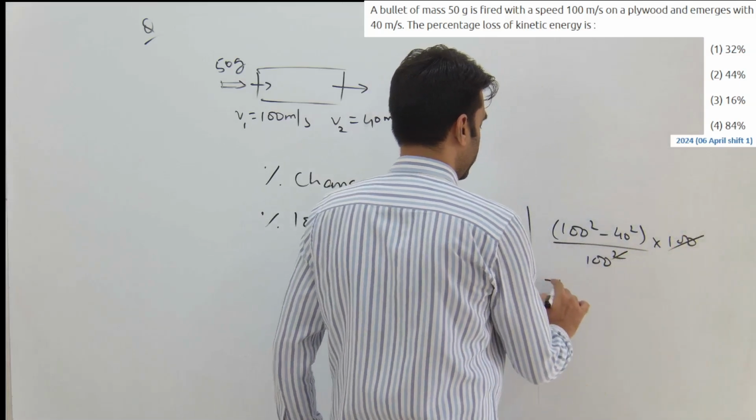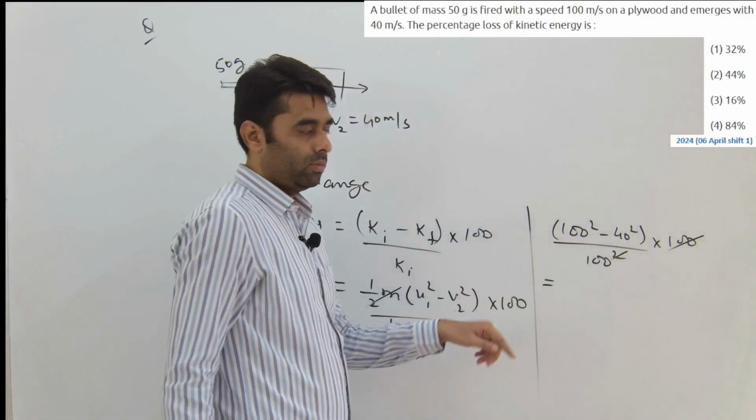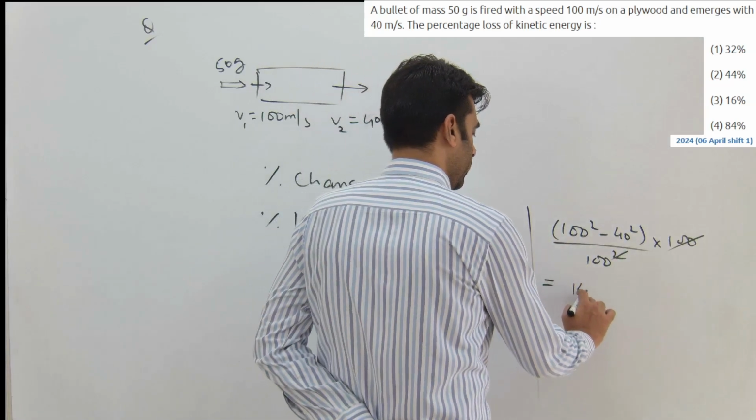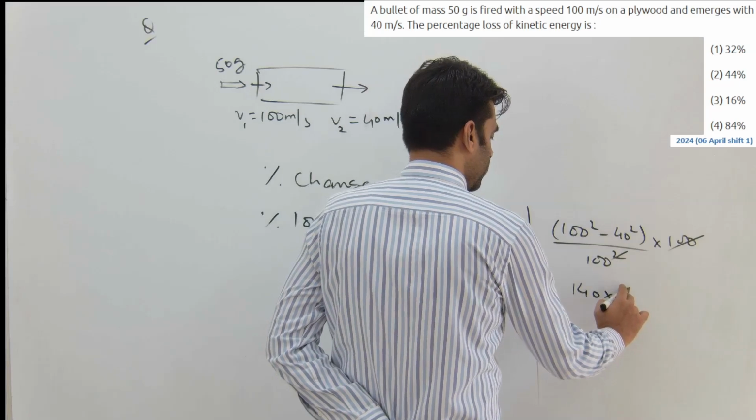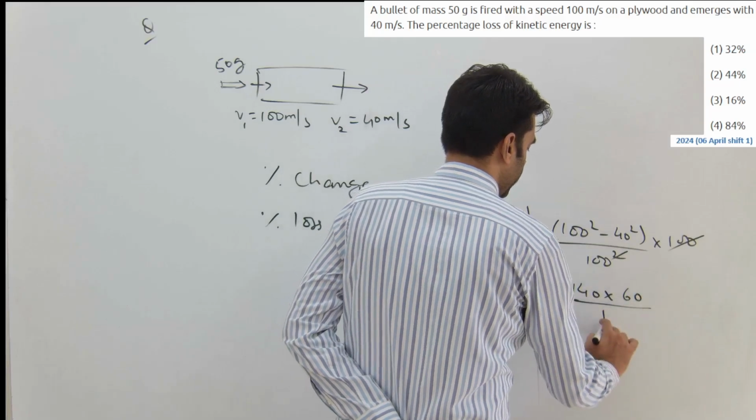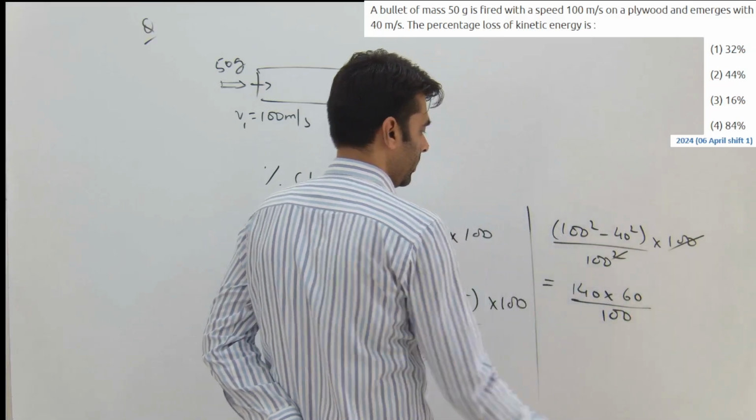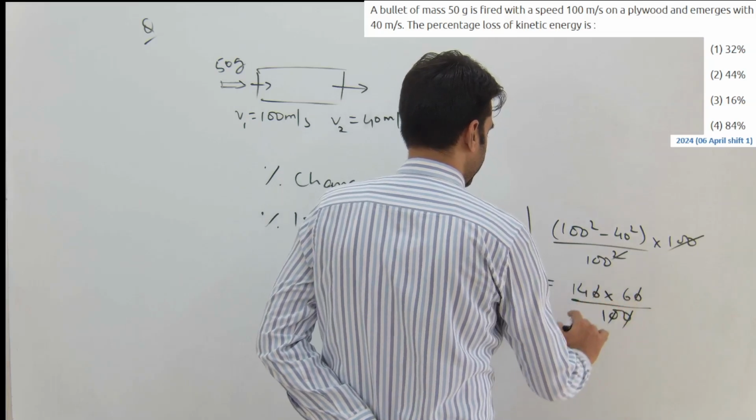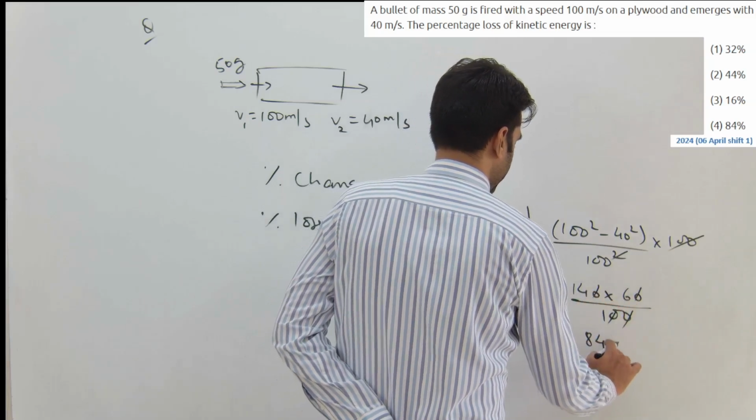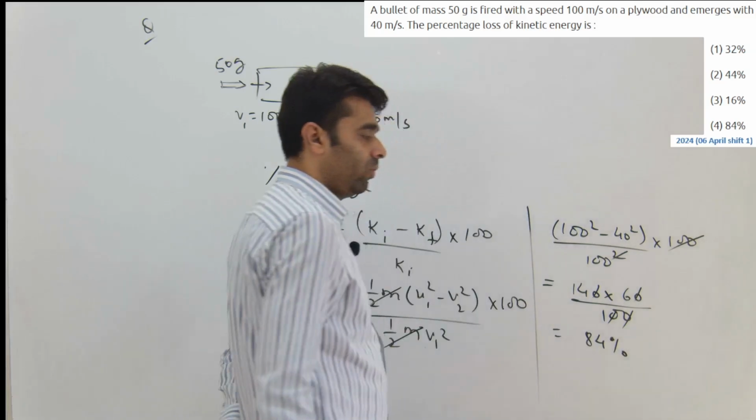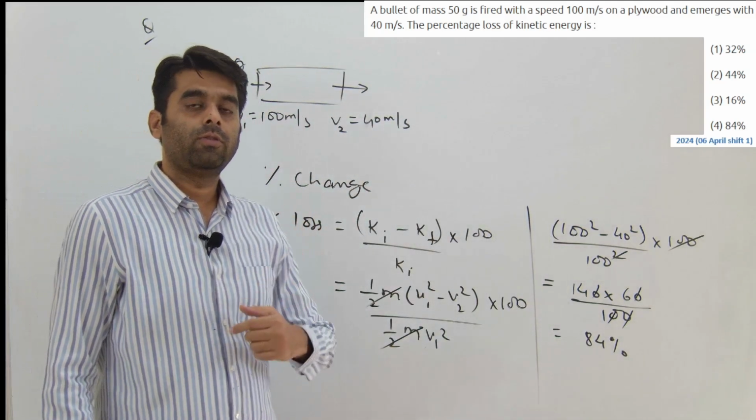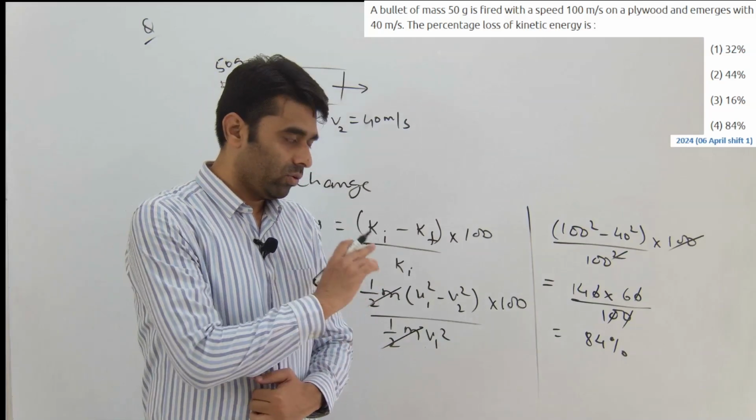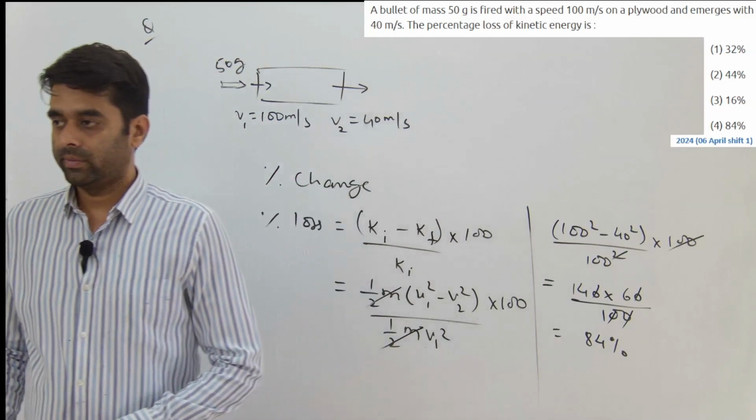100 cancels out. Over here, I'll use a square minus b square, which gives a plus b, 140, into a minus b, which is 60, divided by 100. So let us cancel it. Directly it gives us 84%, right? So the percentage loss is 84%. I hope this is okay. Let's move to the next question.